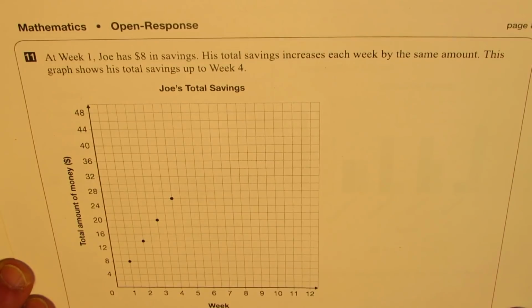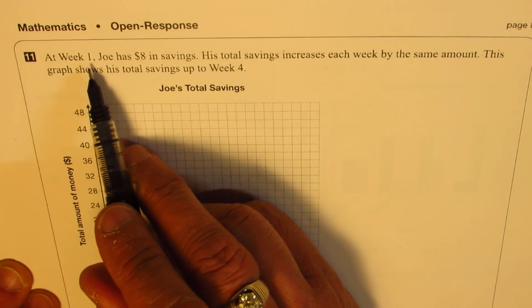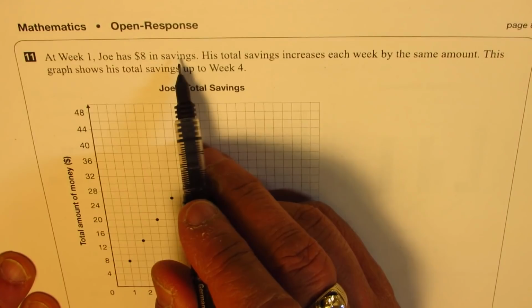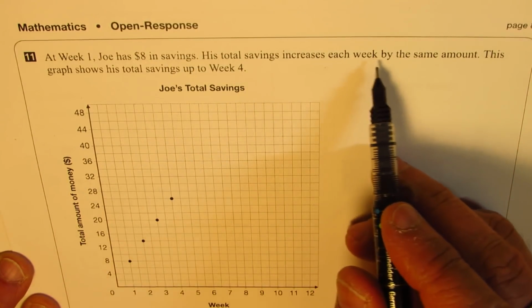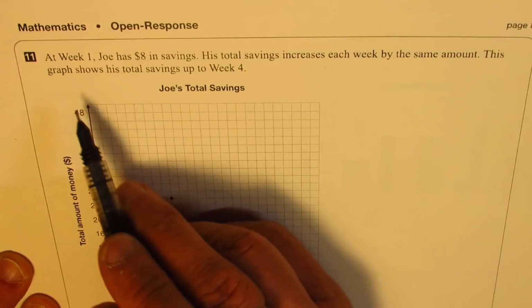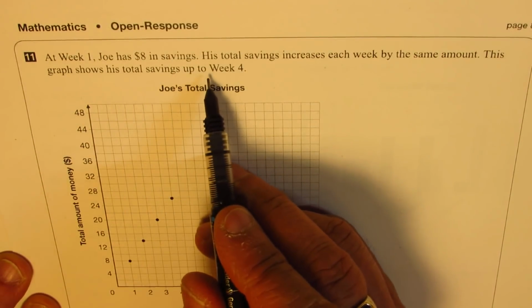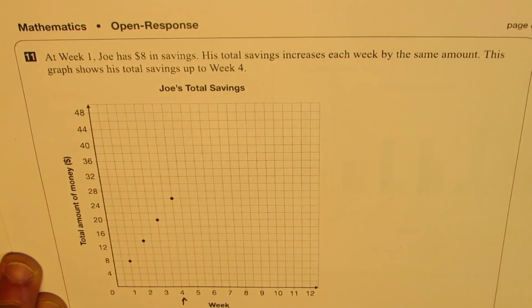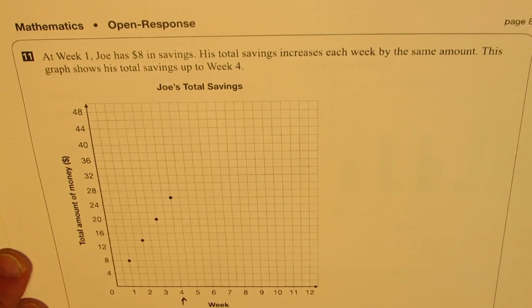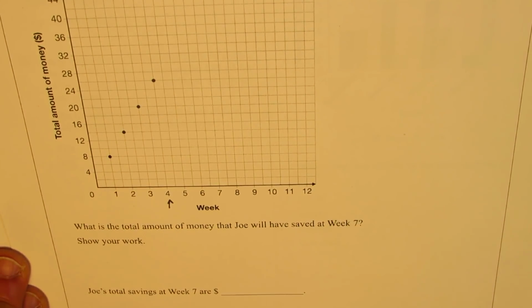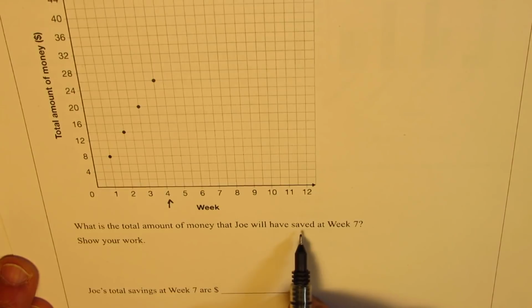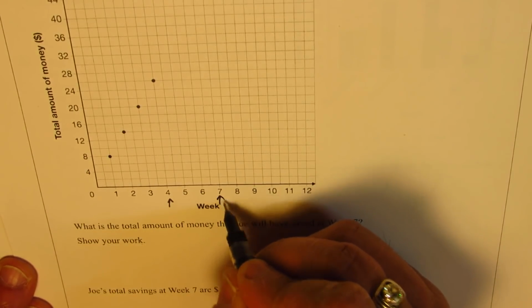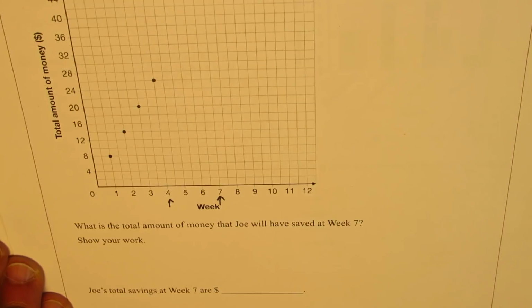Question number 11 is: at week 1, Joe has $8 in savings. His total savings increase each week by the same amount. This graph shows his total savings up to week 4. So that is your week 4, and these are the savings, right? So this is $26 at present. Now, the question here is: what is the total amount of money that Joe will have saved in the 7th week? So we want the amount in the 7th week. That is what we need.